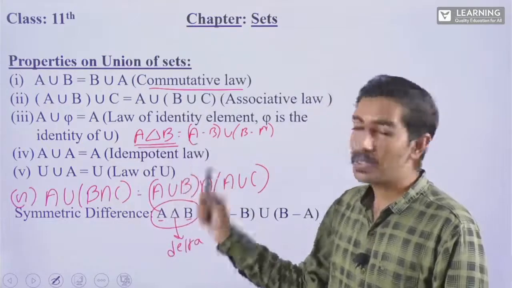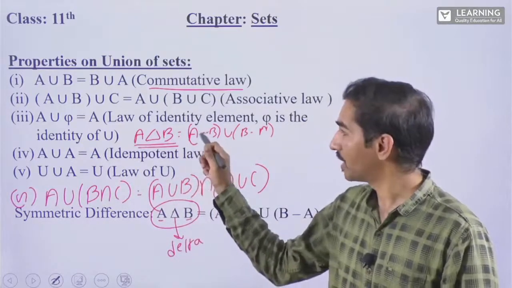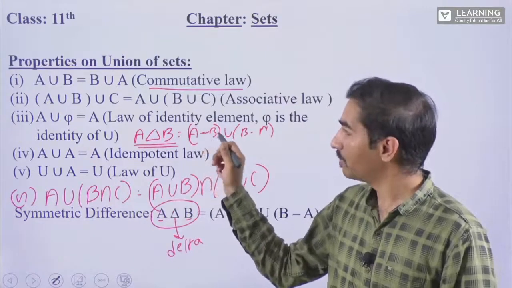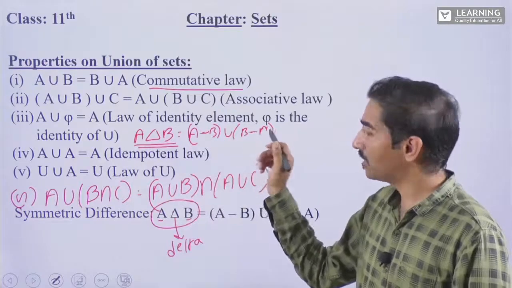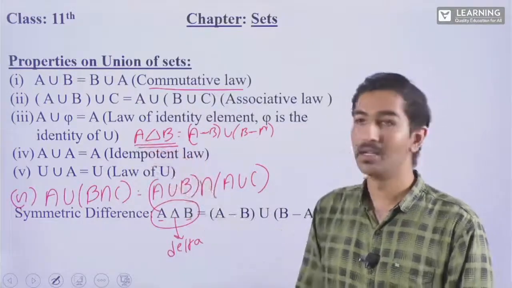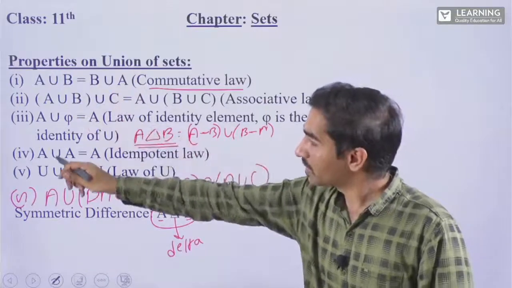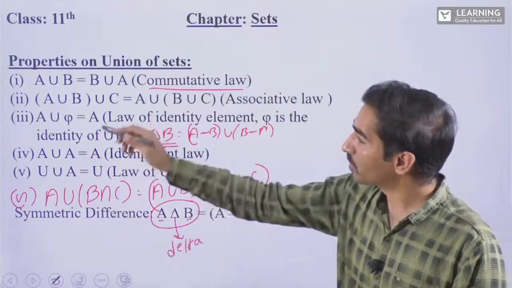So A minus B means what? From set A, subtract or remove, so this is the minus sign, right? Remove all the elements of B. Similarly, from set B, remove all the elements of A. So that is nothing but symmetric difference between two sets. Each one of these properties can be proved by taking some random examples. So here we'll prove one or two properties only.